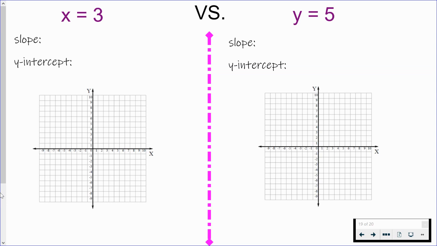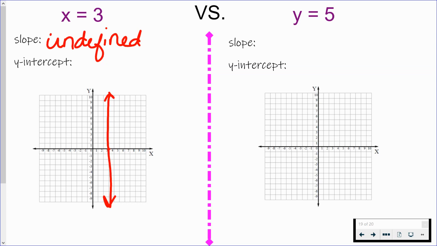When you see something with x equals a number, the slope is always going to be undefined. Undefined is the worst curse word in math. What that means is it's going to create a vertical line. You're going to be over at 3 on the x-axis, and then you're going to literally just draw a line going up and down.